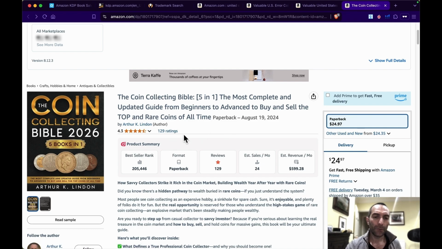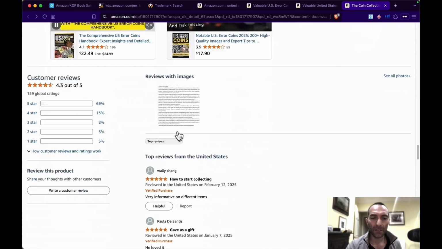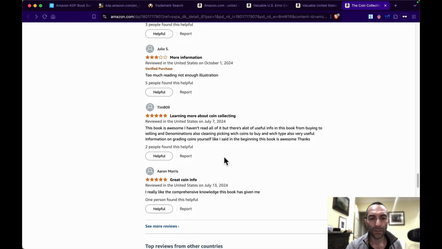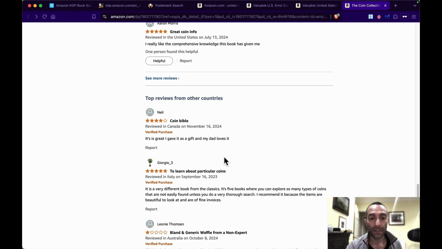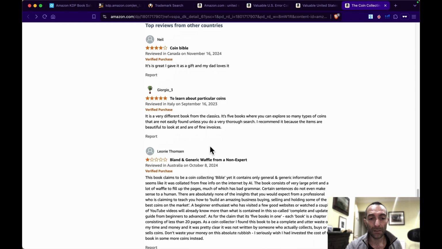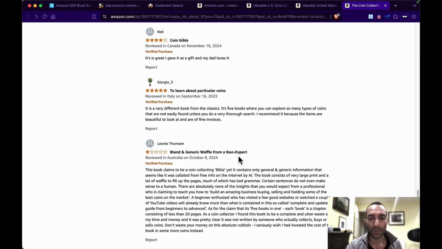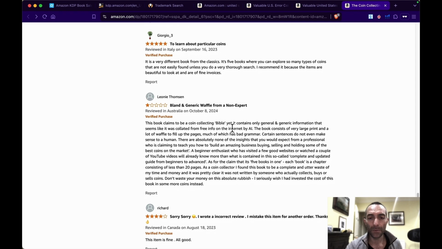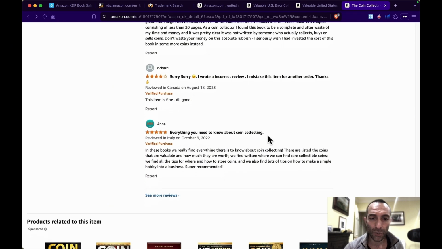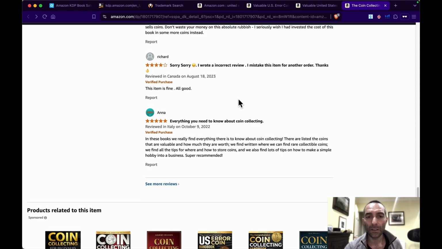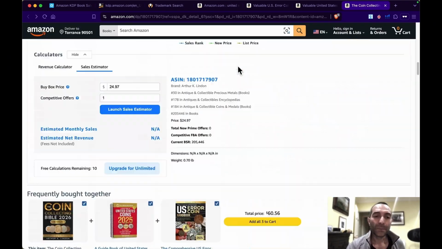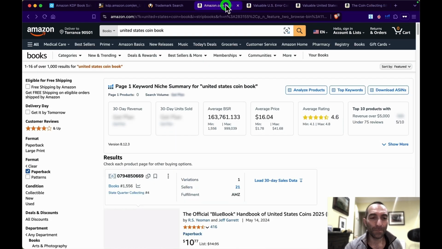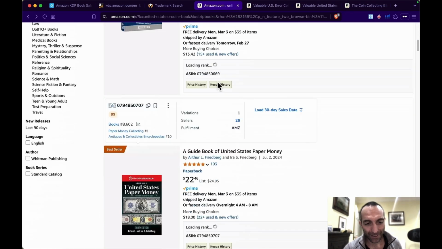Let's have a look. If we go down and see the reviews, if there's anybody complaining about that. So, too much reading, not enough illustration. Okay, well, we only got 100 pages anyway. It's great to give as a gift, my dad loves it. Bland and generic waffle from a known expert. There you go. This book claimed to be a collecting Bible, but contains only general information. Yeah, sorry, I wrote an incorrect review. So, I think this niche is not the best one to enter, to be fair.